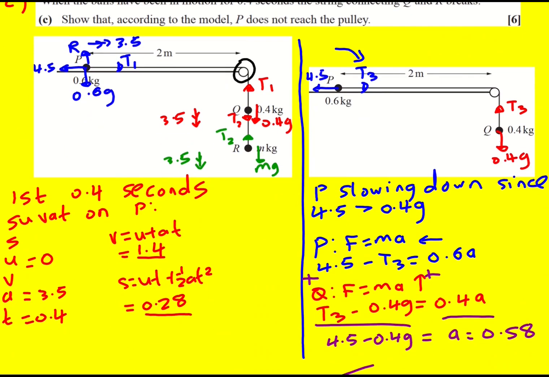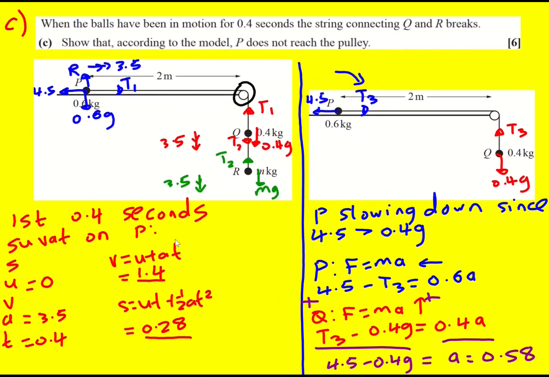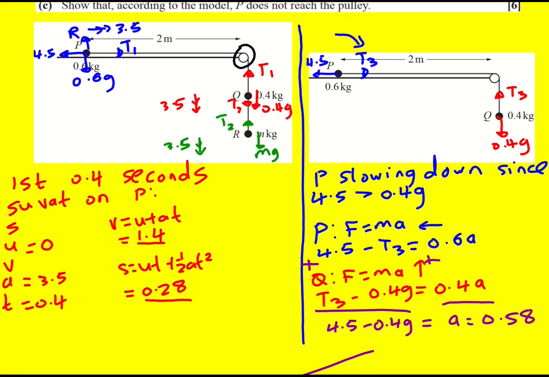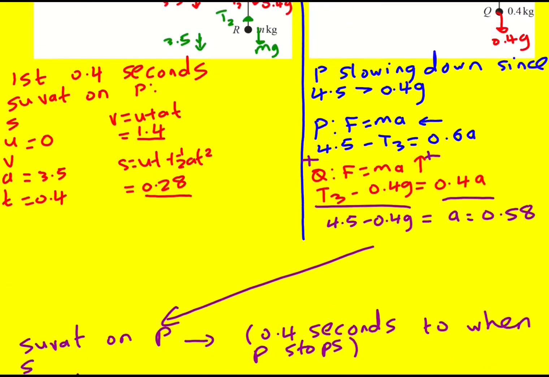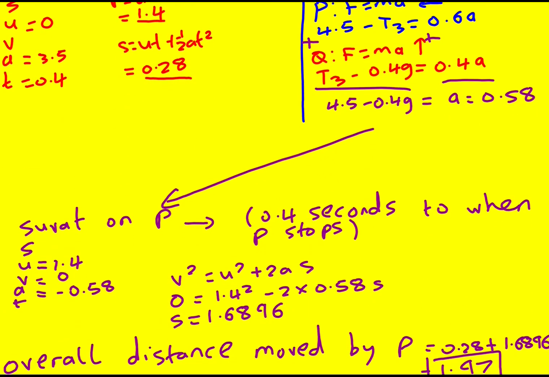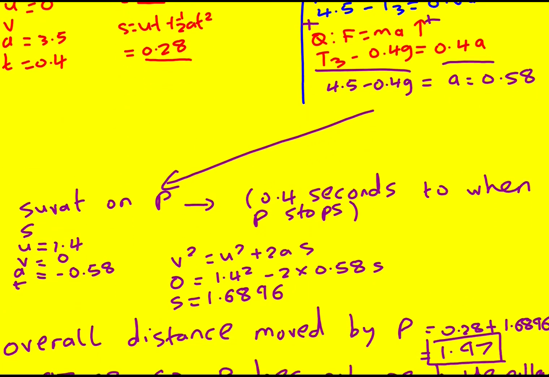Two different diagrams: apply Suvat in the first for 0.4 seconds to work out V and S, and then consider a whole new diagram with a different acceleration, different tension, work out the acceleration, put it into Suvat, and work out how far P has gone until it stops.